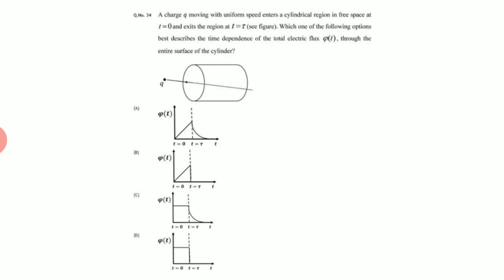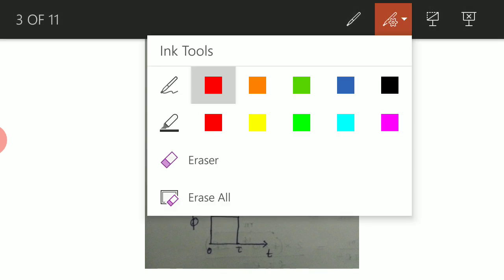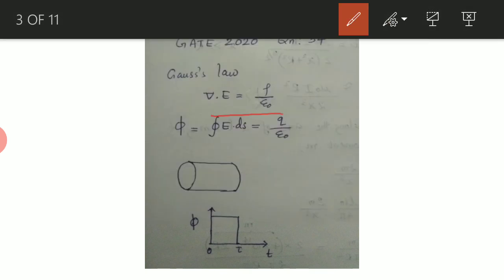Which one of the following options best describes the time dependence of the total electric flux through the entire surface of the cylinder? What comes to your mind when you hear the term total flux associated with a surface? Gauss's law, right? Gauss's law in electrodynamics is given as del dot E equal to rho by epsilon 0. Its other form is phi equal to q by epsilon 0. Phi is the total flux associated with a Gaussian surface and q is the total charge enclosed.